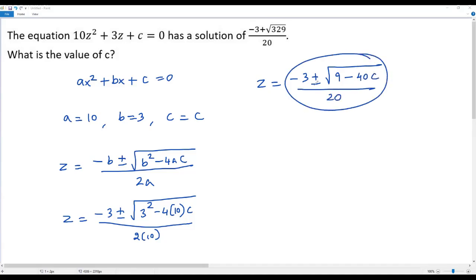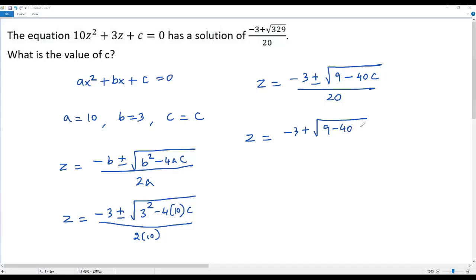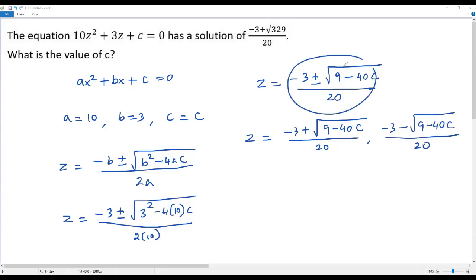So there are two solutions over here, so we can split them up. There is (-3 + √(9 - 40c))/20. The second solution is (-3 - √(9 - 40c))/20. We just split up the solution by writing the same expression one time with a positive sign and another time with a negative sign. Now I have two solutions of z for the given quadratic equation.